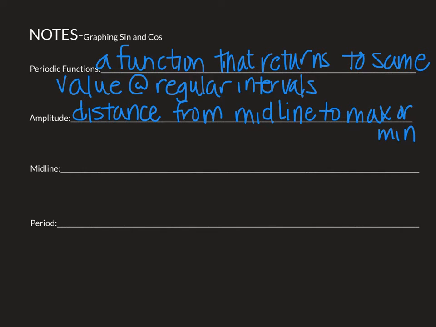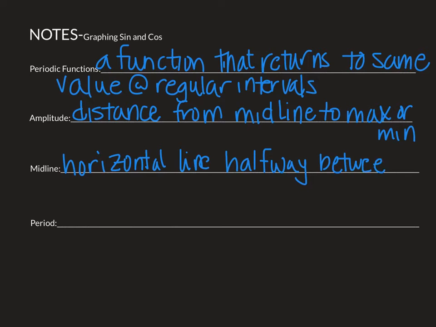Okay, and then the midline, because we use that word there, is the horizontal line that is halfway between the max and the min. So halfway between the maximum value and the minimum value. So it's halfway between the max and the min.